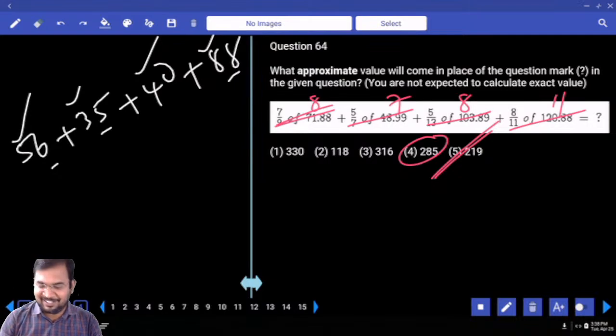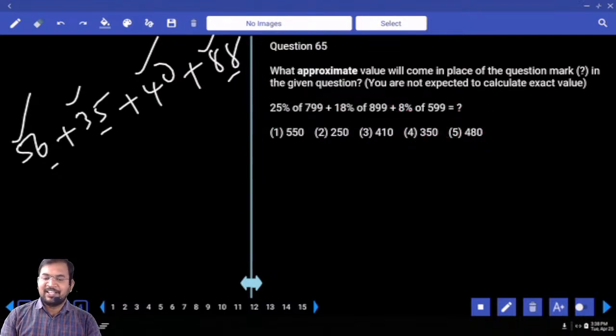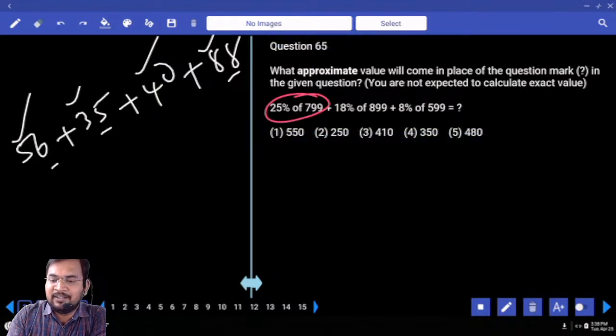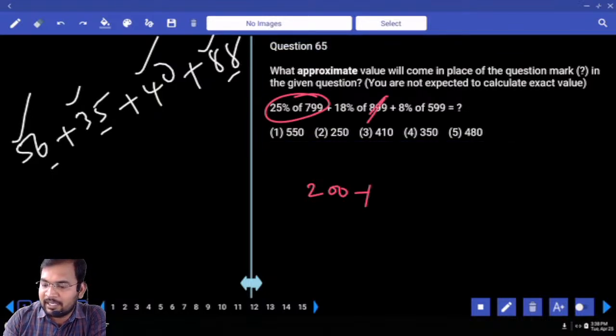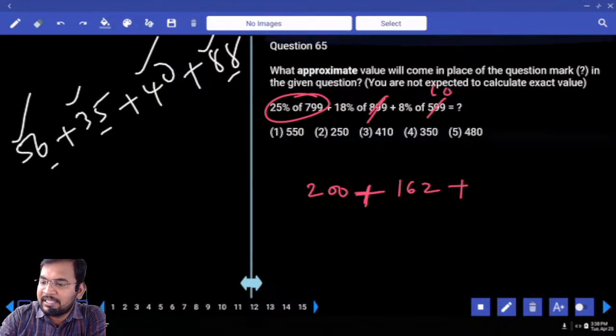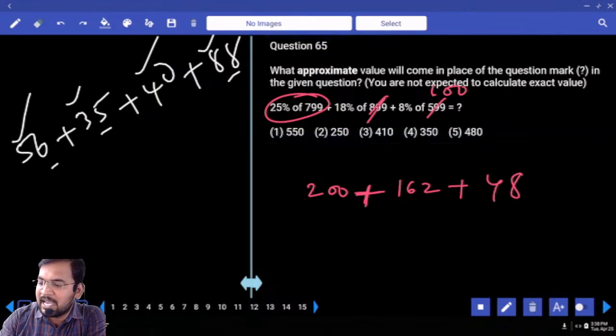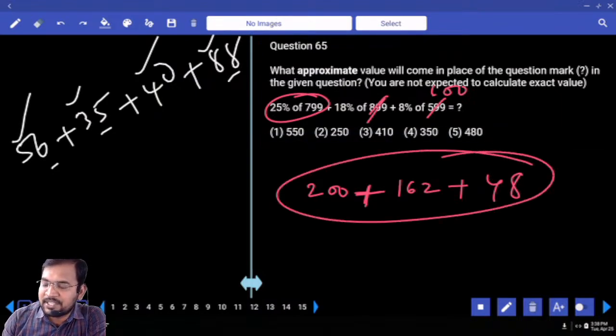No need to take that. Next, 25% is nothing but 1 by 4. 1 by 4 of 800 is 200. This is 900, 18% of 900, 9 8s are 162. This is 600, 8 6s are 48 plus 162, 210. 210 plus 200, your answer is 410. Thank you.